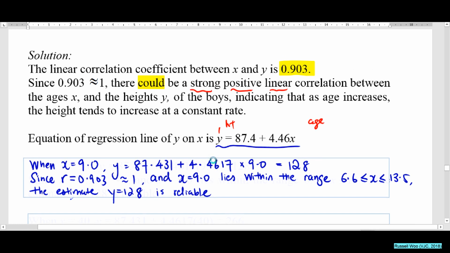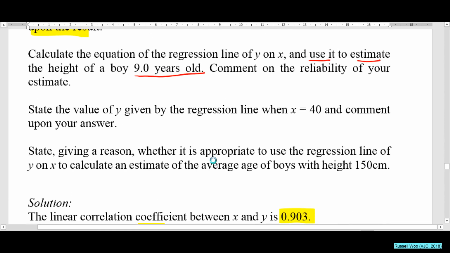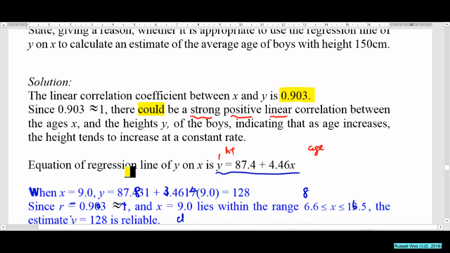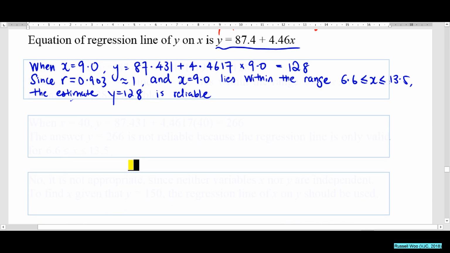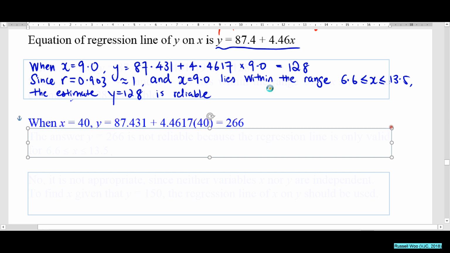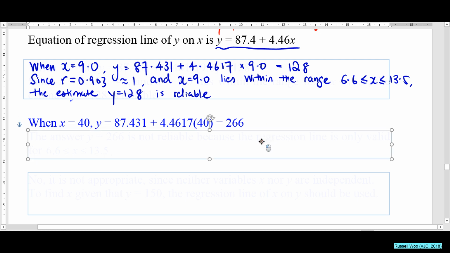Next, the question asks, state the value of y given by the regression line when x equals 40. Next part. When the guy is 40 years old, what is y? Comment upon the answer. So we calculate first and then we comment on the answer. Calculating is not difficult, so I'm just going to quickly show you the answer. You substitute 40 in, you'll get 266. Remember, 266 is the height. Obviously, by logic, you will say, obviously not reliable.